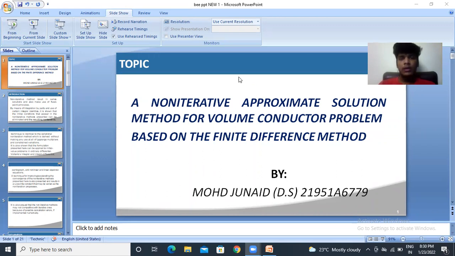Here, non-iterative is nothing but without repetition. Iterative is nothing but with repetition. Non-iterative means without repetition, an approximate solution method for volume conductor problem based on the finite difference method. So let's get into the introduction part.